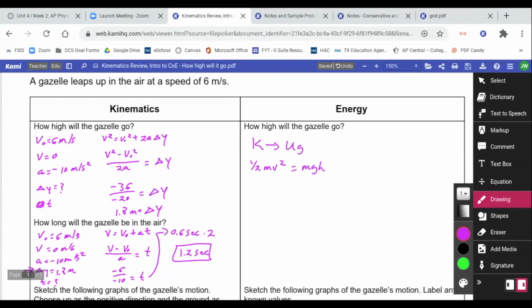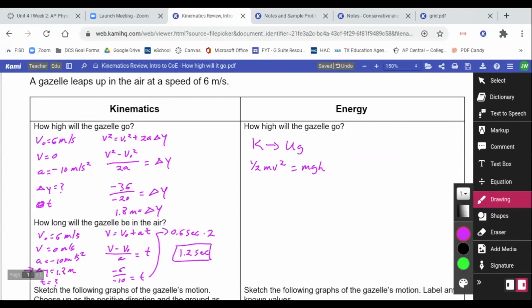I would draw you a gazelle, but it would just be for fun. But what I say is that the kinetic energy at the beginning of his jump is equal to the gravitational potential at the highest point of his jump.